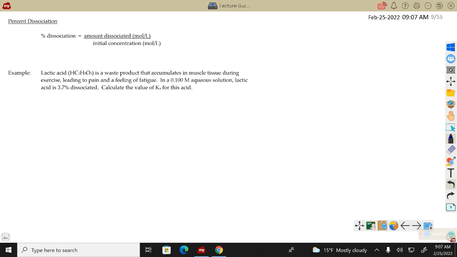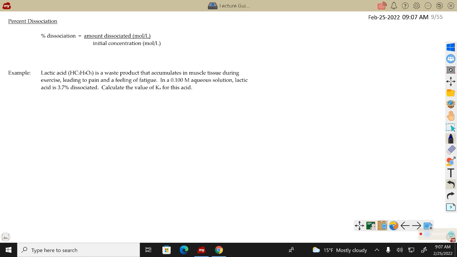Now we said that strong acids and strong bases dissociate 100%. Weak acids and weak bases dissociate by a fraction. So we can actually calculate that percentage. An ice table is going to get the job done. Lactic acid is a waste product that accumulates in muscle tissue during exercise.